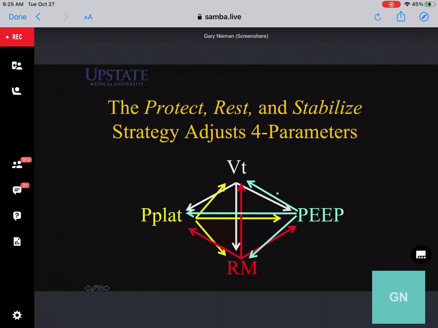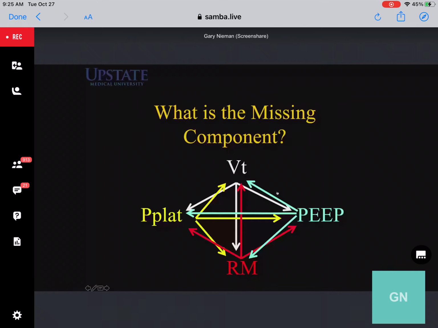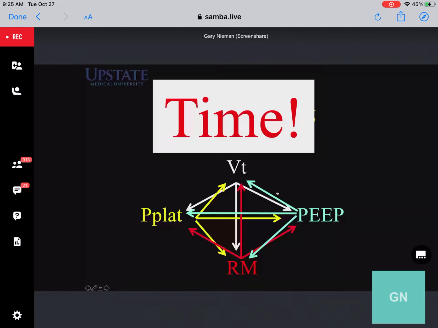in order to try to protect the lung. So what's the missing component? There has to be something we're not thinking about, and if we can come up with that one missing component, maybe we can have a paradigm change in the way medicine is practiced. And we and many others believe this component is time. The time that you apply the mechanical breath during inspiration, and during expiration. And also secondarily, the time that you use this protective ventilation strategy.